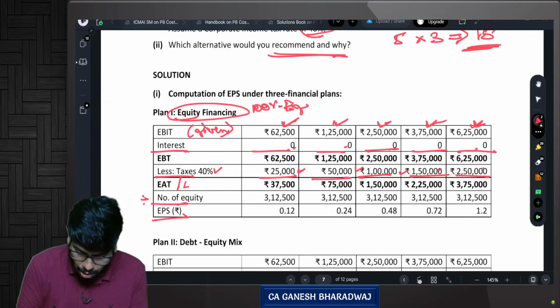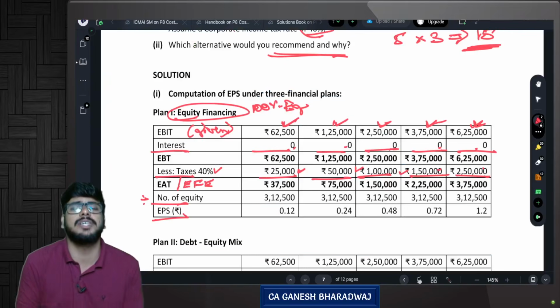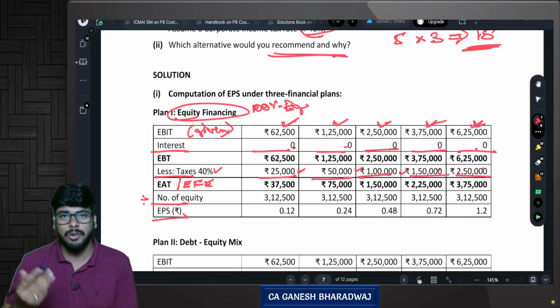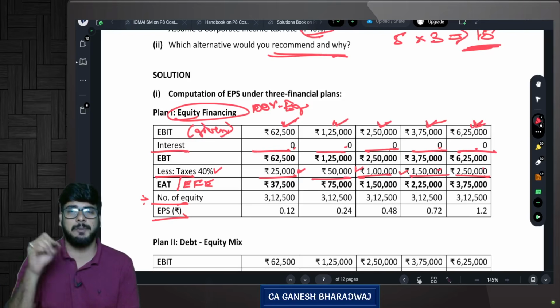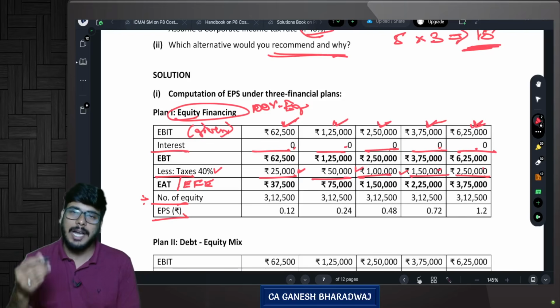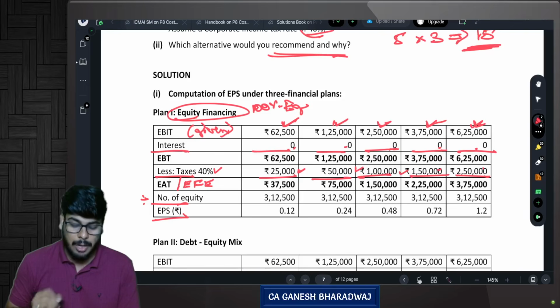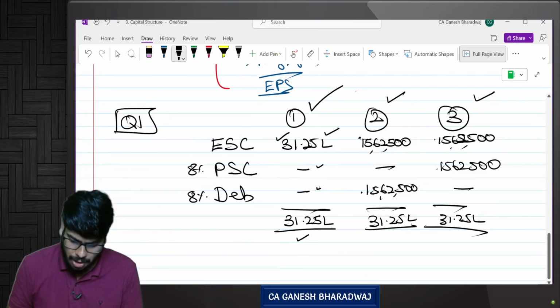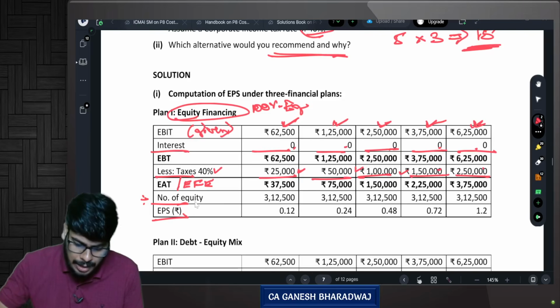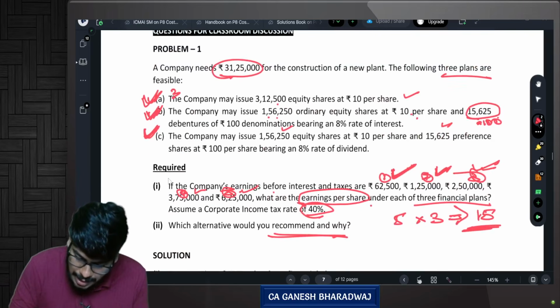So this EAT also becomes what? Earnings for equity. Yes or no? Since the preference dividend is 0. Yes, if you want, you can add one more line, minus preference dividend 0, 0000. And then again, you can put earnings for equity, right? Now, divided by number of equity shares. In the first alternative, how many equity shares are there? Now, look at the first alternative here.